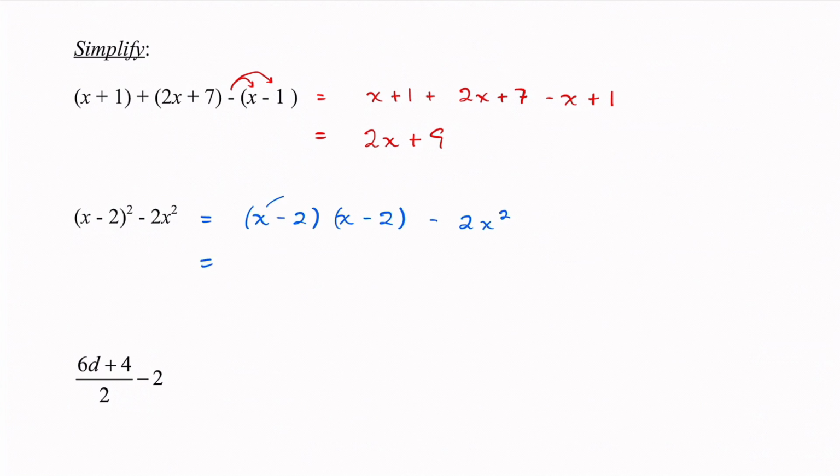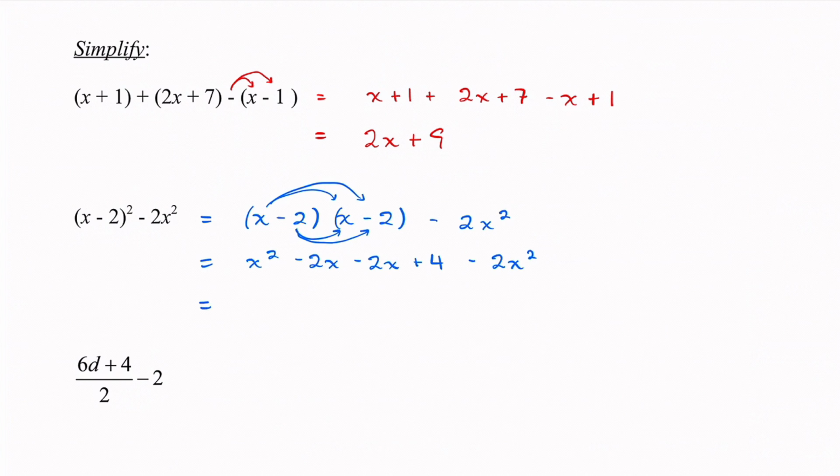So we're going to do our foiling. We're going to have an x times an x, that's x squared. X times a negative 2, that's negative 2x. Negative 2 times x, that's another negative 2x. And then negative 2 times negative 2, that's positive 4. And then we still got that minus 2x squared.